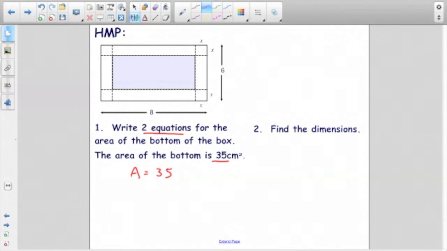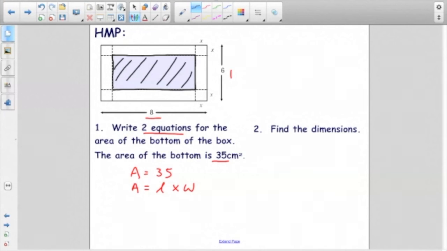Now, they gave us some dimensions, so we're going to use these dimensions. So we know the area is length times width. We did that way back in probably middle school. Okay, so what is the length of this bottom? Remember, we're dealing with the bottom. This section right here. Okay, so how far is the length from there to there? Well, we know the whole thing is 8, and there's a little x here, and there's obviously an x there. So we know it's 8, take away 2x.